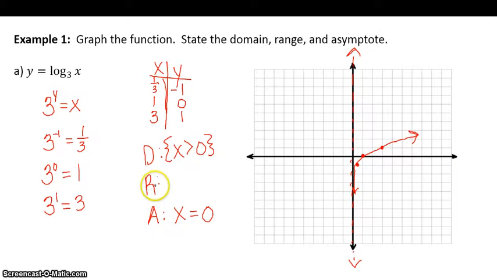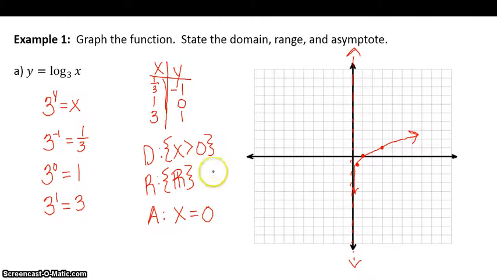Now range this time, this is going on forever this way, and this is going to continue to get wider and wider and use all these y values up here as well. So now range is going to be all real numbers for log functions.